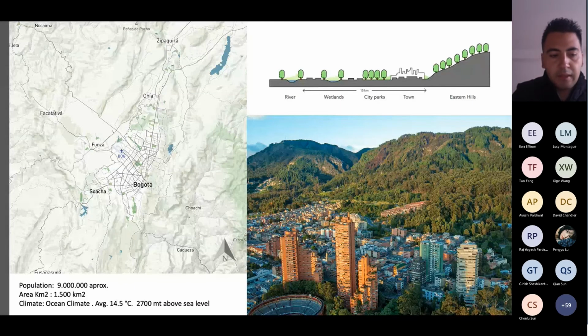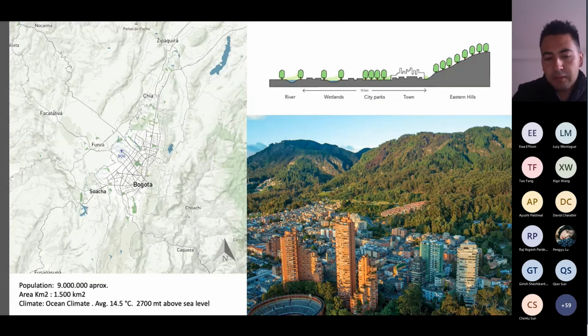We are approximately 2,700 meters above sea level. It means that we have dry and rainy seasons over the year. I would say that the weather is similar to London, for example, from September to December, but it's quite sunny and warm at the beginning of the year.